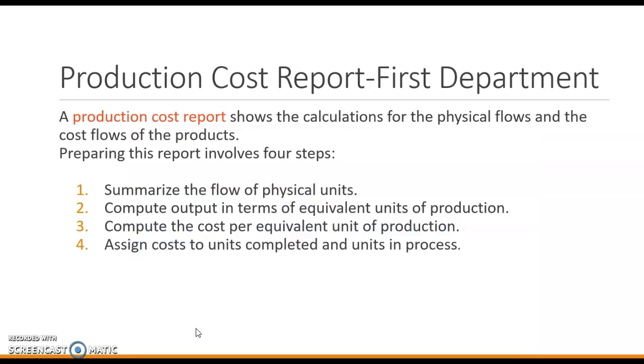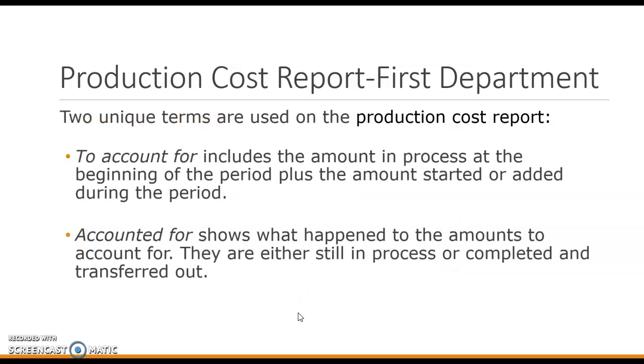The production cost report is made up of four steps. First, we have to summarize the flow of the actual physical units. Then we have to compute the output in terms of equivalent units of production. Then we compute the cost per equivalent unit of production. And finally, we assign those costs to the part that's completed and the part that's still back in the assembly department. So this is where we're finally divvying out the costs.